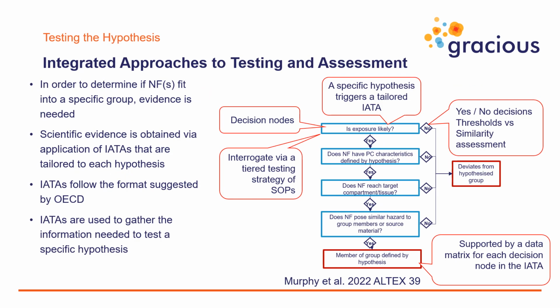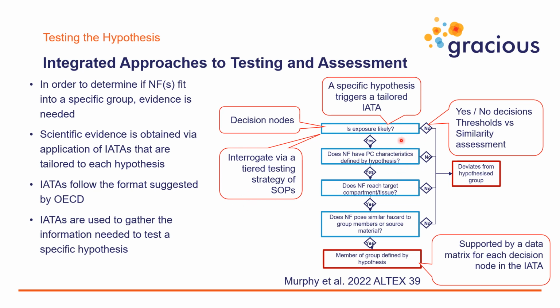So to test these grouping hypotheses, we have developed these integrated approaches to testing and assessment, which are a series of questions known as decision nodes. If you answer yes to each of these questions, then you can accept your grouping hypothesis. But if you answer no to any of the questions, then the hypothesis is either rejected or refined. To answer these questions or decision nodes, we have provided some tiered testing strategies with the most relevant standard operating procedures to provide the information required.